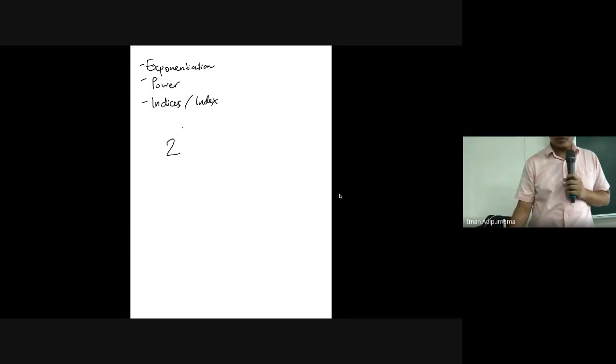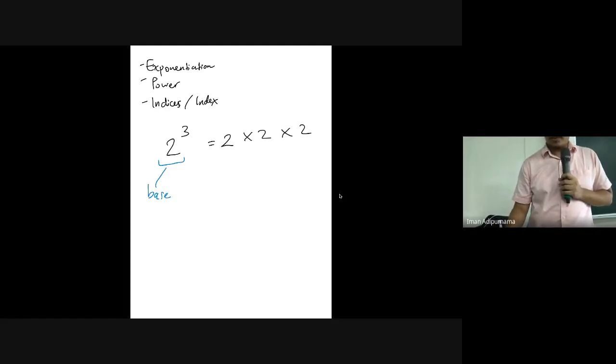We call this exponentiation. I believe this is all you have learned before in school, but let me just write some notes. Indices or index. So you have 2 to the power of 3. This means 2 and 2 and 2, right? We call this 2 our base, and this 3 our power. And we know that this becomes 8, right?